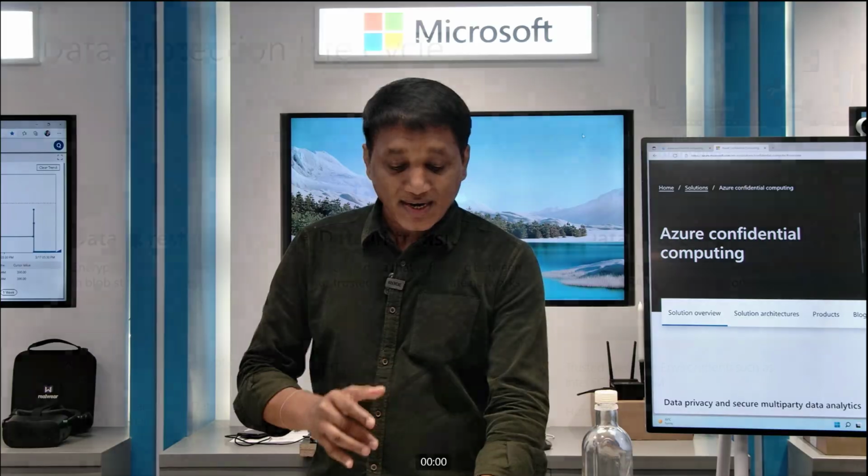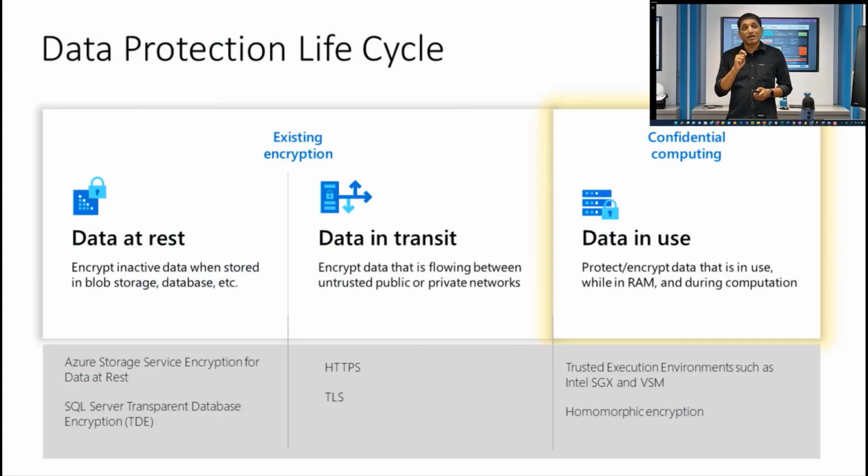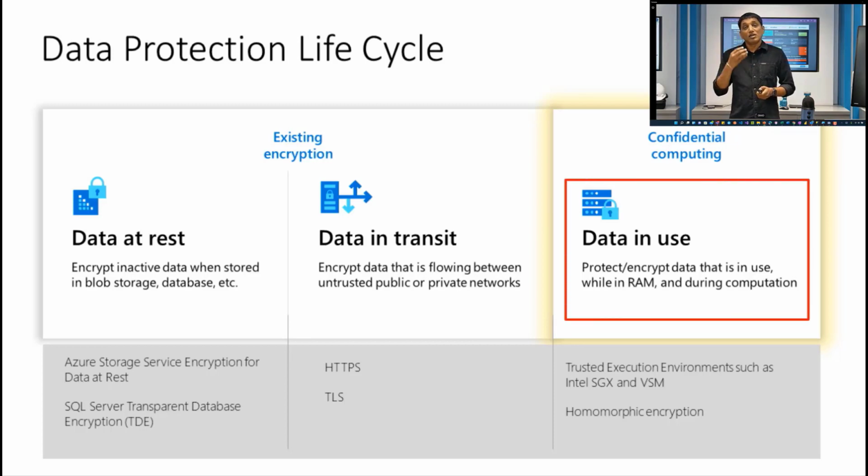If you look at the data protection life cycle, as you see on the screen right now, we all understand when it comes to securing data at rest and in transit, right? Encryption at rest and encryption technology when it comes to transport-level security. But what about data in use? Confidential computing is all about protecting data when it's being used, right?